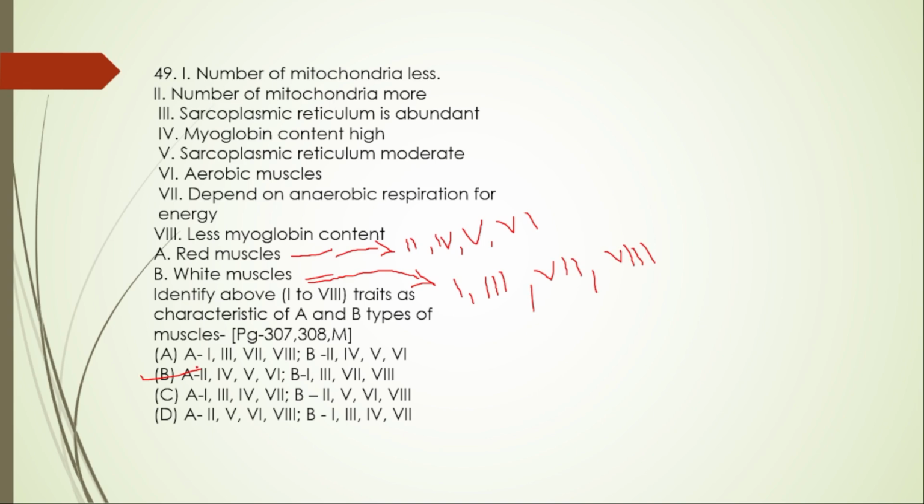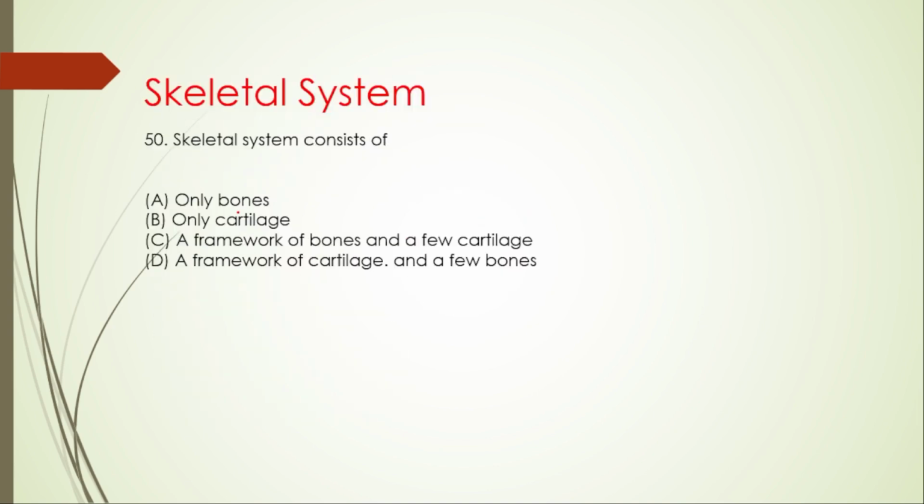So 49th question, B is right. I think you understood, isn't it? They have given the types of muscles, right? Red muscles and then white muscles, which are slow and then fast twitch. The statements include like this. They are the differences among them also. So 50th question, that is from the skeletal system.